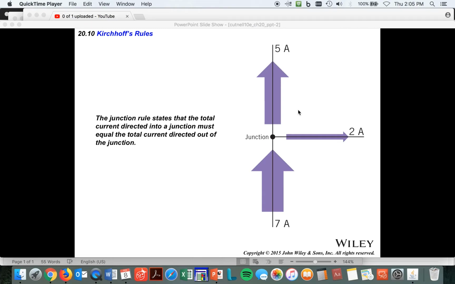I bet $1 to a donut. I'll bet $10 to one donut that you're going to see something like that on the conceptual part of the exam. It's conservation of charge. The amount of charge coming in is equal to the amount of charge coming out. Okay?